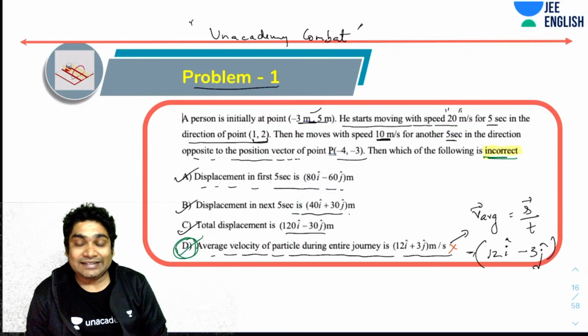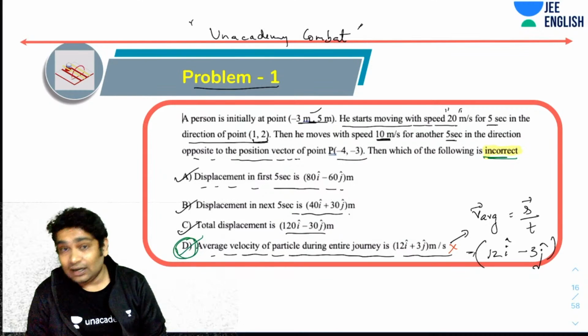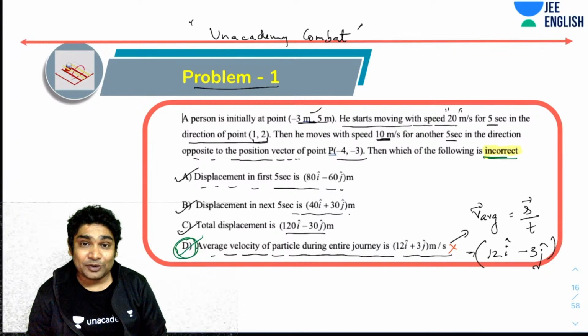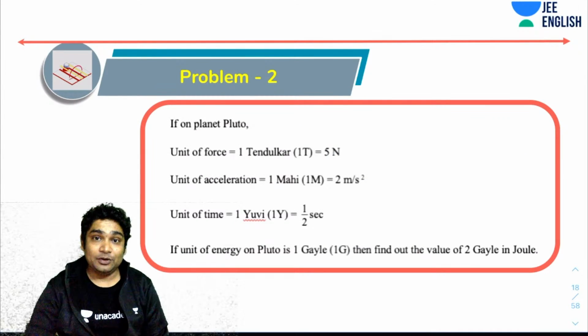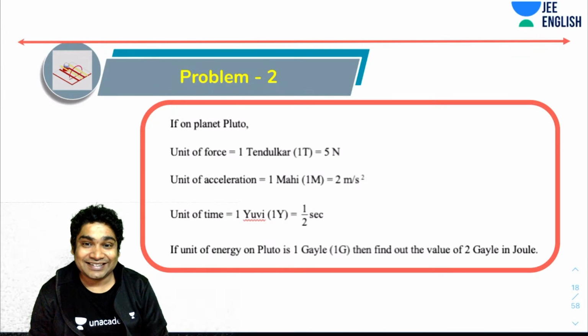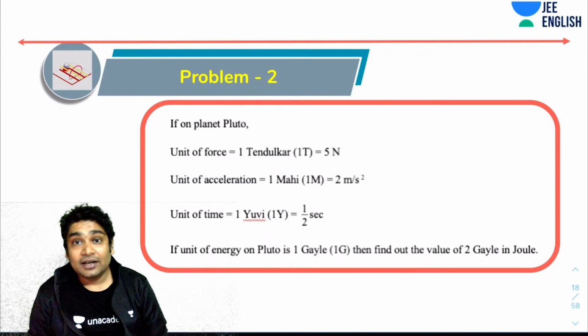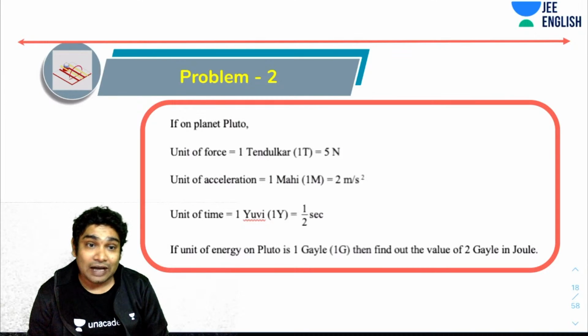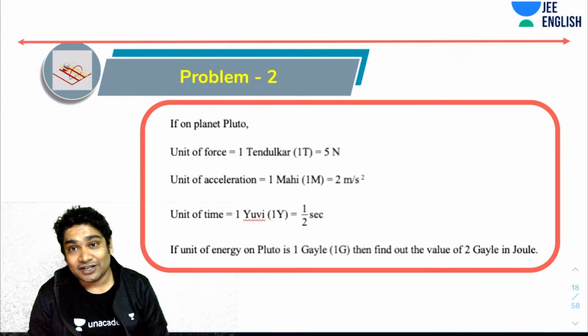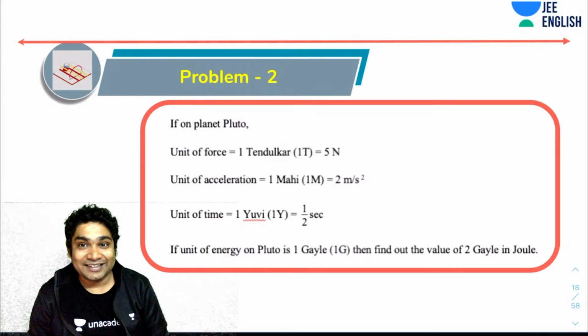Now let's move on to the second question that was asked in the JEE Unacademy Combat. In case again, those of you who did not attempt it, then you have a chance of attempting this now. So here's your question. If on planet Pluto, you have a new unit system where the unit of force is 1 Tendulkar, and 1 Tendulkar is equal to 5 newtons, and the unit of acceleration is 1 Mahi. So that's, I'm sure, Mahendra Singh Dhoni. Okay, and 1 Mahi is 2 meter per second square, and the unit of time is UV, which is half a second. 1 UV is half a second.